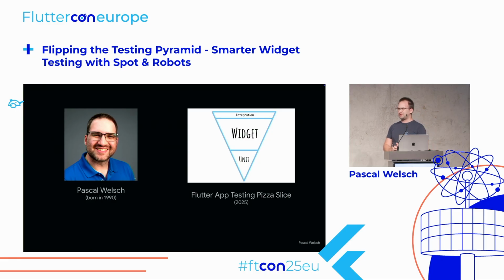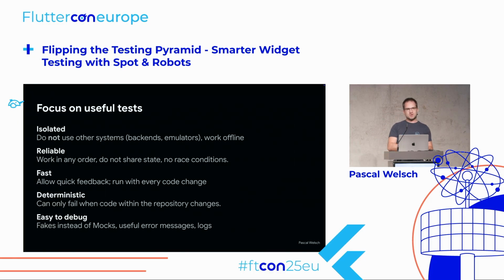But speaking of useful, when is a test actually useful? I created a list of properties that make a test very useful. The first one is your test should be very isolated, meaning it should not touch other systems. It should not call an API. It should not call an authentication service. It should work offline. Maybe touch a local database if it's mocked, but better, it should run in memory entirely.